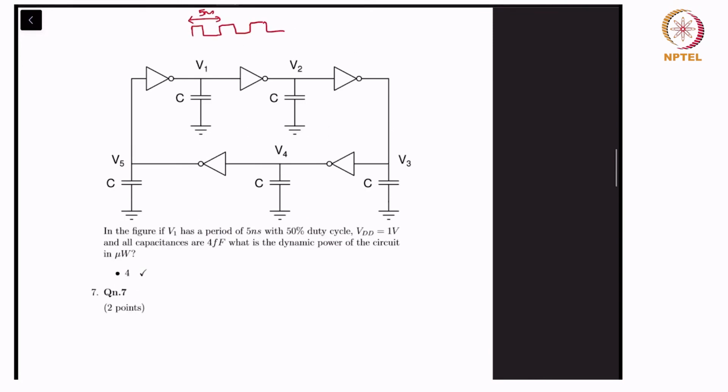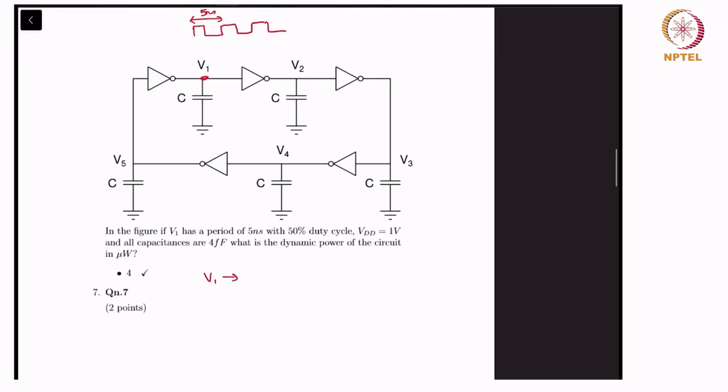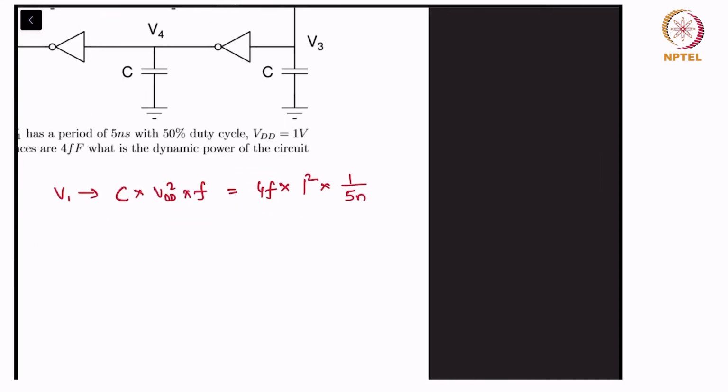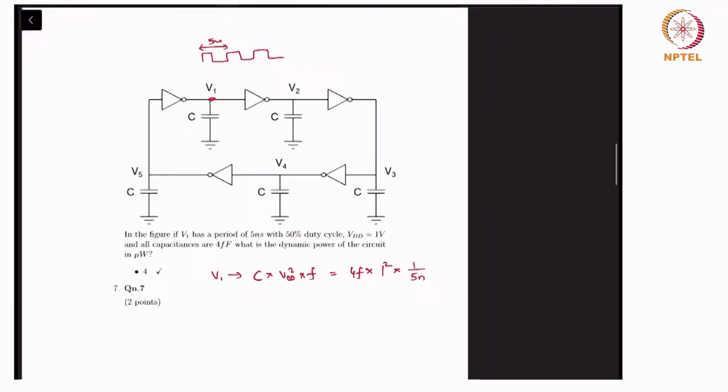So the dynamic power at one node, let's say at the V1 node, is going to be C into VDD square into F, right? C is 4 femto, VDD square is 1 square, which is 1, and then F is 1 by 5 nanoseconds, right?